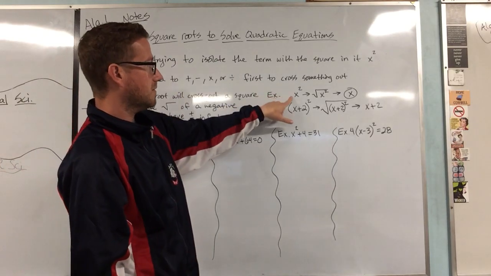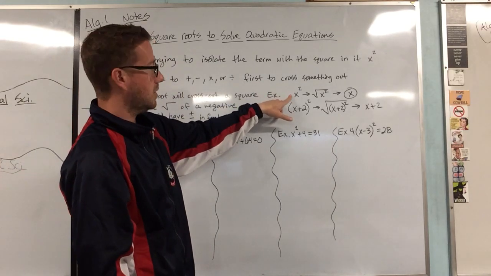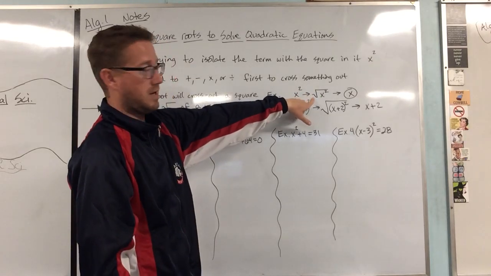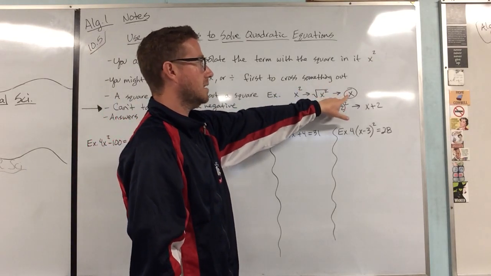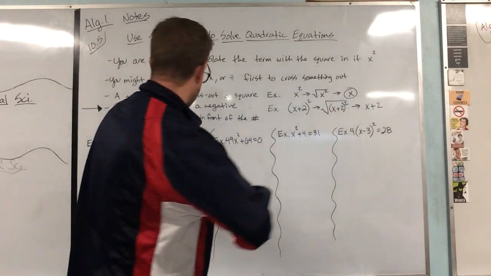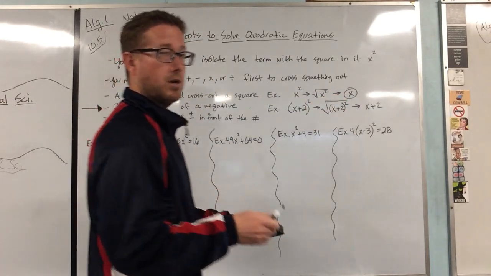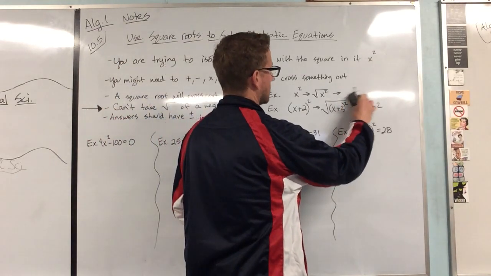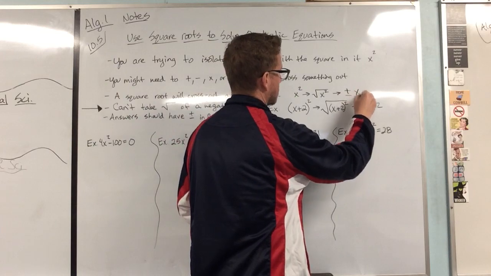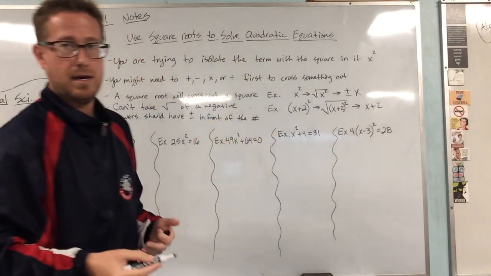So here's a very simplified example. If you're down to x squared, how do you cross that out? You take the square root of x squared, and it's going to equal x. And something that I'm actually going to add to this is it's actually going to equal a plus or minus version of that x.